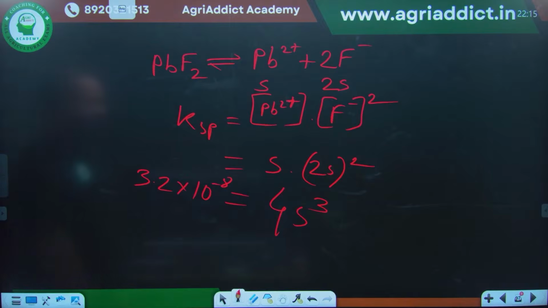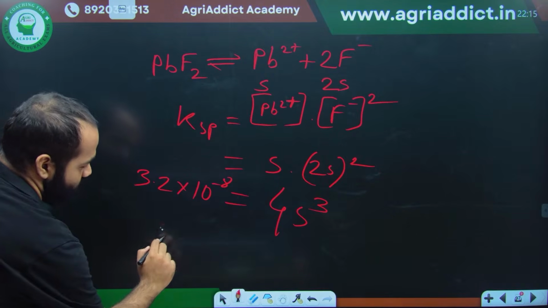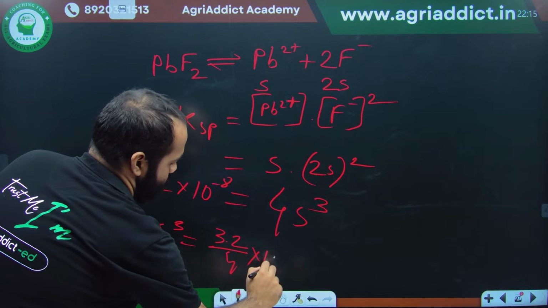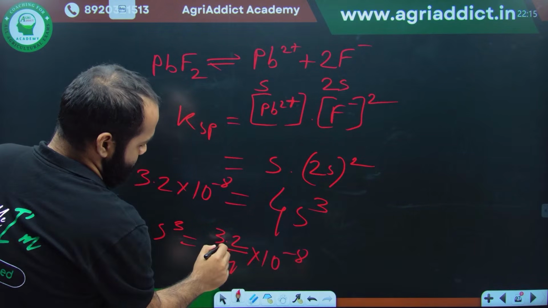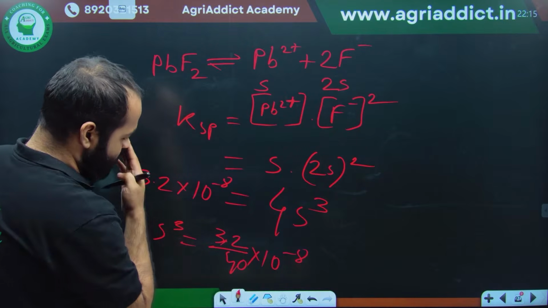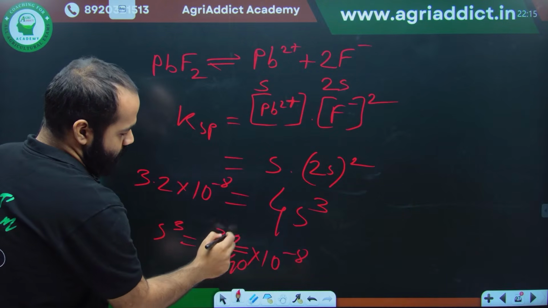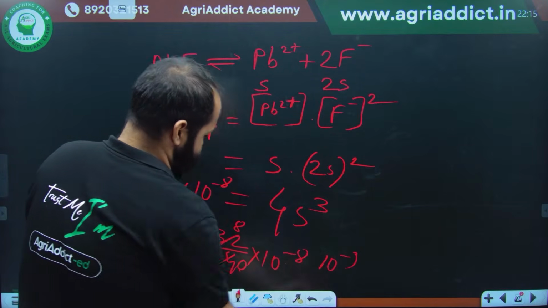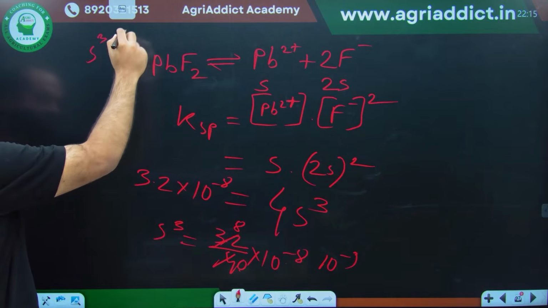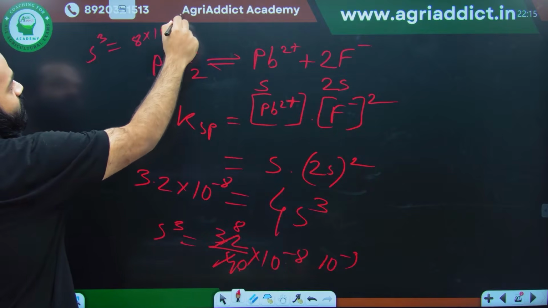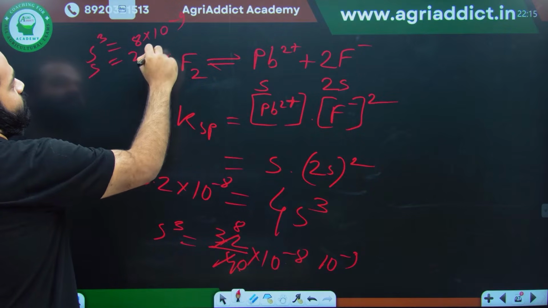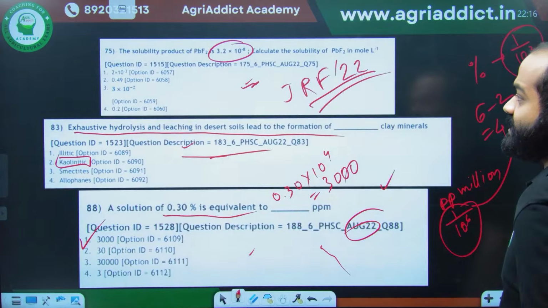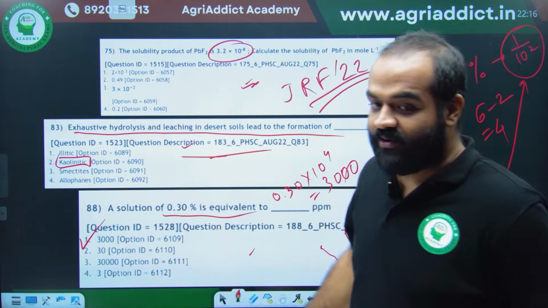3.2 into 10 to the power minus 8 is equal to 4s cube. So s cube is equal to 3.2 by 4 into 10 to the power minus 8, which is equal to 32 by 40. That is equal to 32 by 4, matlab 8, and this 10 will come here. It will be 10 to the power minus 9. So s cube is equal to 8 into 10 to the power minus 9. So s will be equal to 2 into 10 to the power minus 3. This one is very easy. It is a class 11 level question and I can see only one answer.